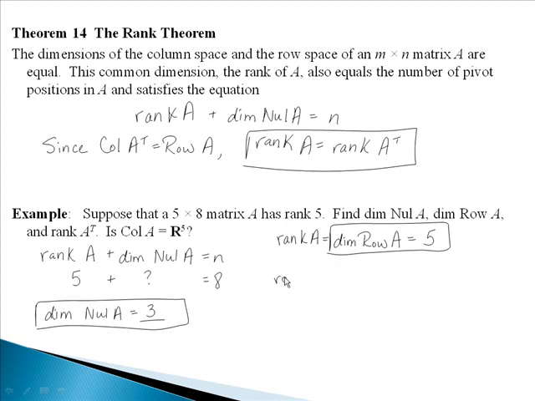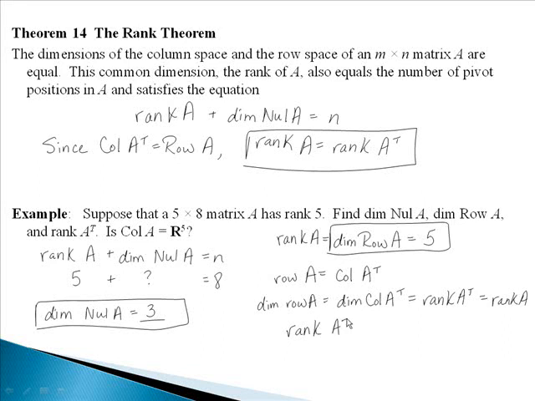And then also, since we know that the row space of A is equal to the column space of A transpose, then we know that the dimension of the row space of A is equal to the dimension of the column space of A transpose. But then that is equal to the rank of A transpose, which is equal to the rank of A, as we just saw above. So we can then say that the rank of A transpose is equal to the rank of A, which is 5.